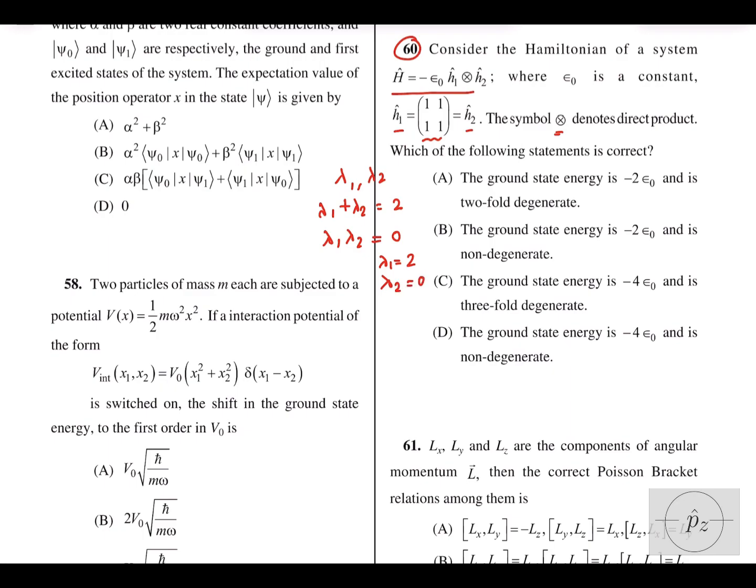The energy for this Hamiltonian would be E1 plus E2, where E1 corresponds to the space H1 and E2 corresponds to the space H2. So the ground state energy would be minus 2 epsilon naught minus 2 epsilon naught, which is minus 4 epsilon naught, and there exists only one state. So the ground state energy is minus 4 epsilon naught and it is non-degenerate. So option D is the correct answer.